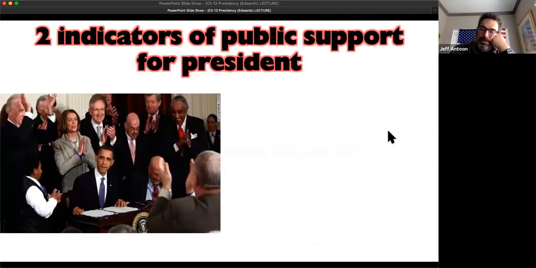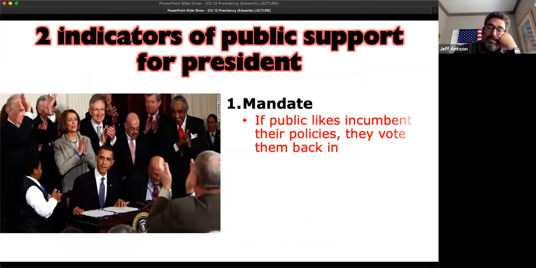2 indicators for public support for a president. Number one, it's a mandate. I've already said this. If the public likes the incumbent and their policies, they vote them back in. Well, a lot of people who are Trump's base and his fans love him, think he's one of the greatest presidents. But on the other side of the fence, a lot of people don't. I think he's abrasive, think his tweeting is wrong, and how he bullies the country, and he calls people names. He does things that are not the norm for a president. They can vote him out.